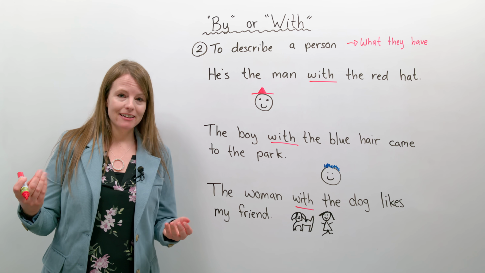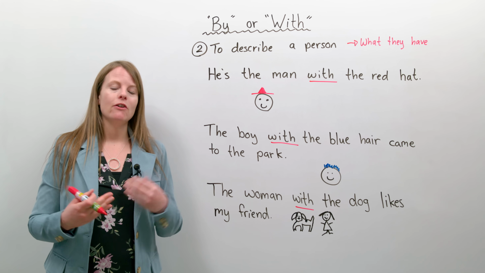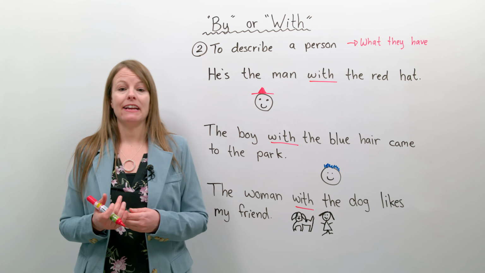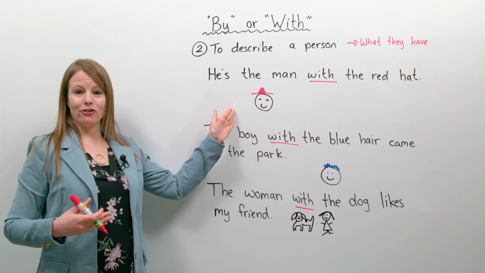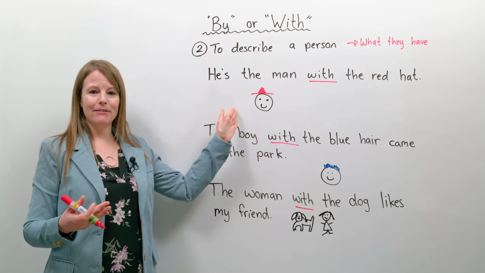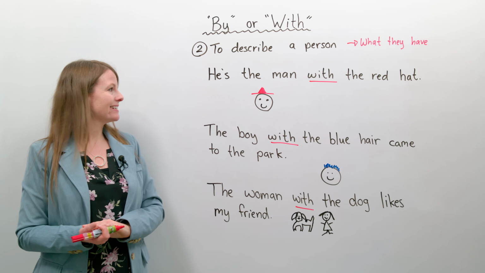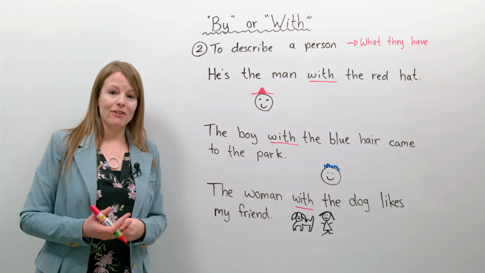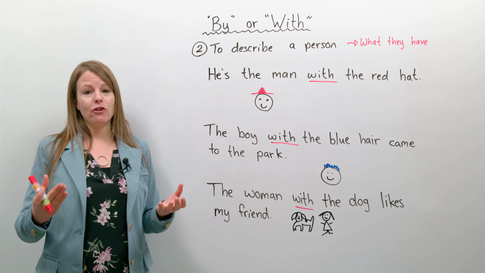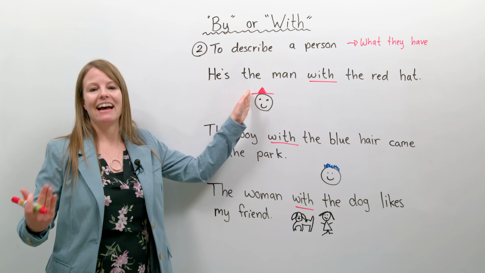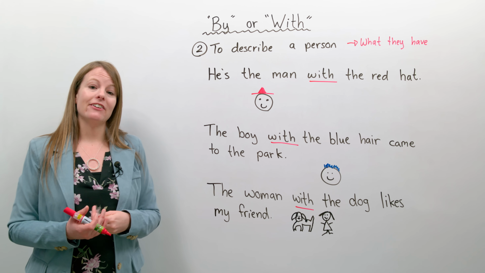We can use with to describe a person by saying what they have or possess. So let's look at some examples. You see this man? Imagine I see him in the street and I want to tell somebody about this man. I could call him the man with the red hat. The man with the red hat likes to go to the restaurant, for example. So I'm describing this man using something he has or possesses, in this case, a red hat, and I'm using with.